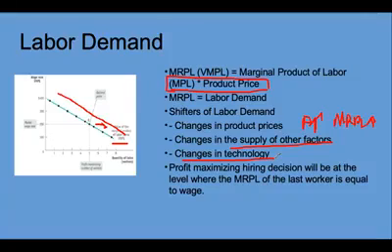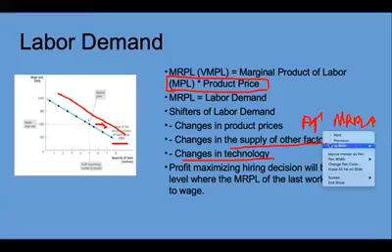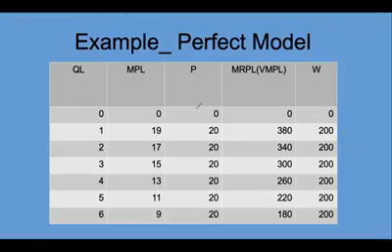And what is the profit-maximizing hiring decision? That's where the MRPL equals the wage. Now let's look at this table. This is the quantity of labor. This is the marginal product that each labor can make. And this is the price. Because this is a perfect market, the price is constant. The firms are price takers. No one has the power to change the price. And MRPL will be just MPL multiplied by P, right? So 19 times 20 will be 380.